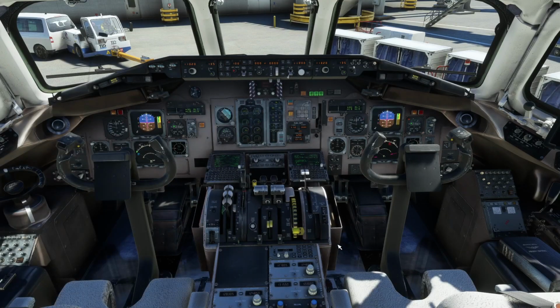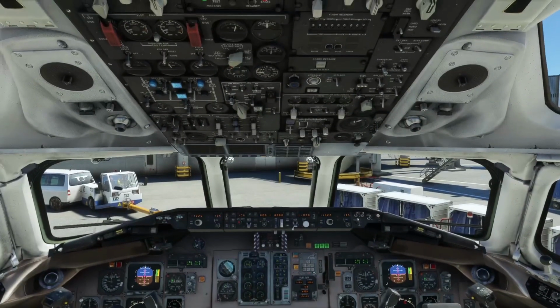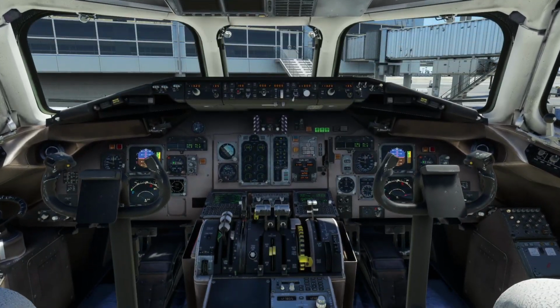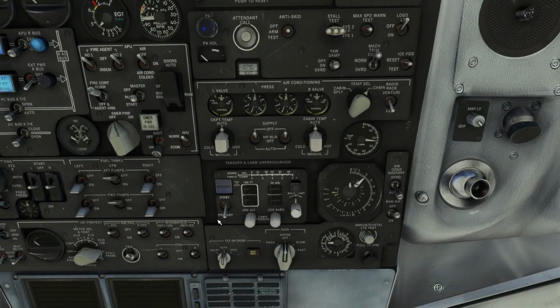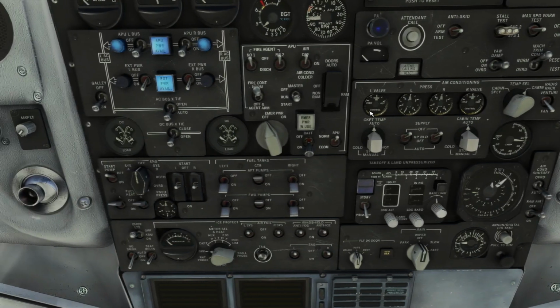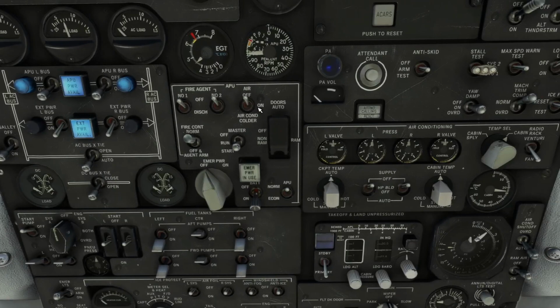All right. So where do we mess with the air conditioning system? Well, if you remember from our cockpit overview, that is all right over here in the lower right side of the overhead panel. It actually extends down here into this gauge right here. But the first part of this is air conditioning. The next part of this is pressurization. And in order to get air from the APU, we also have to turn the air on from the APU. And that switch is right here, this air on, off, and air condition colder switch.